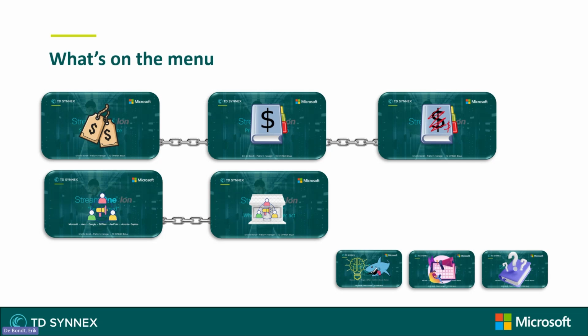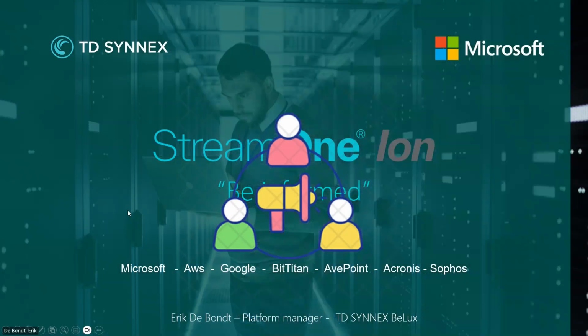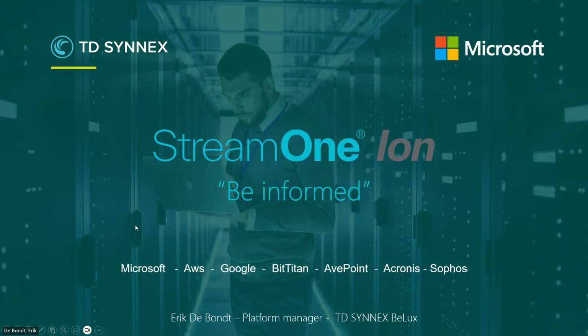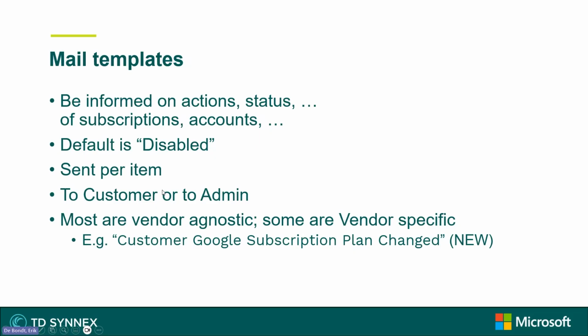The next topic is basically, what is happening at my customers? What licenses are being changed, what upgrades are being planned, and stuff like that. Basically, how can I be informed if something happens by my colleagues or by my customers in the StreamOn environment? Therefore, we have mail templates. So be informed on action status of subscriptions accounts.